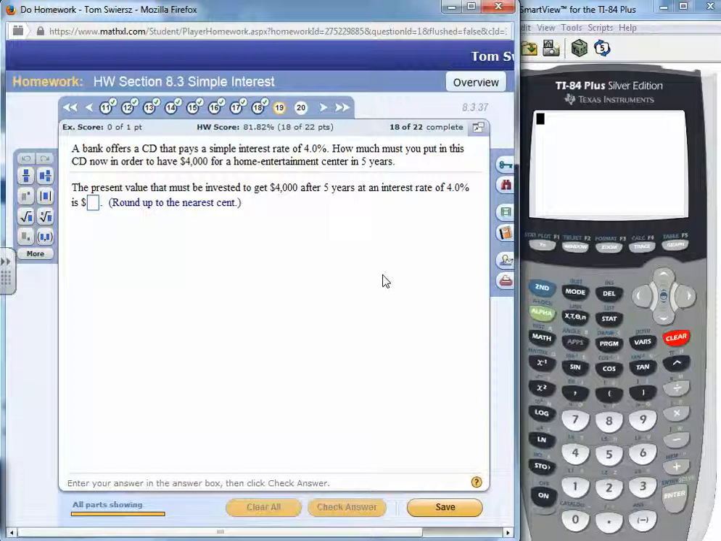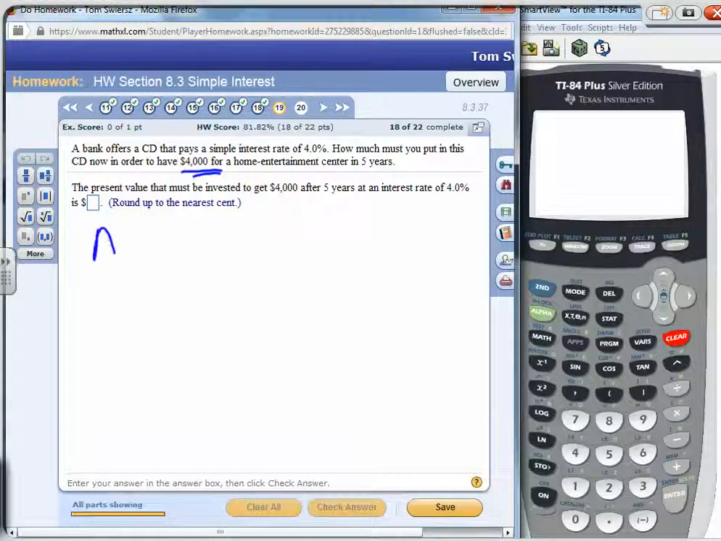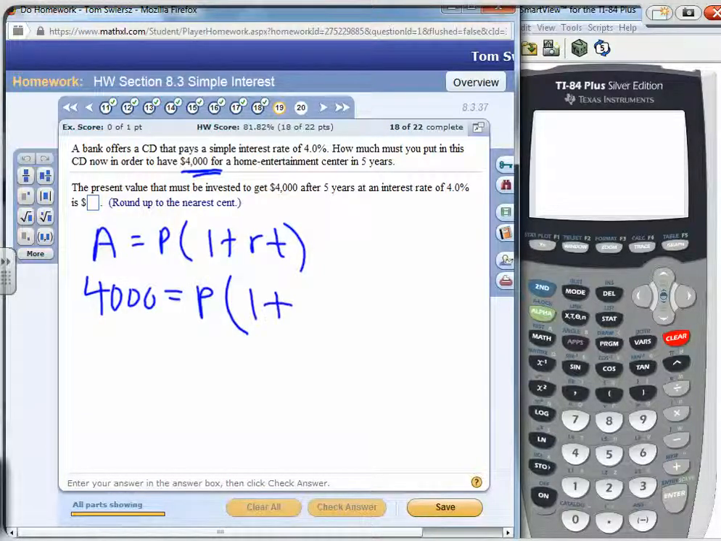A bank offers a CD that pays a simple interest rate of 4%. How much must you put in this CD now in order to have $4,000 for a home entertainment center in 5 years? So the amount now is a present value, right? You want to have 4,000. That's your future value, right? So again, A equals P times 1 plus RT. You want a future value of 4,000. You want to know how much you need to invest today, which is P. Your interest rate, they say, is 4%, 0.04, and the time is 5 years.